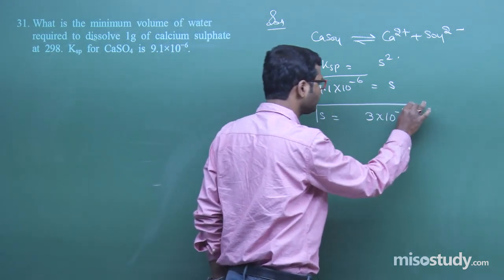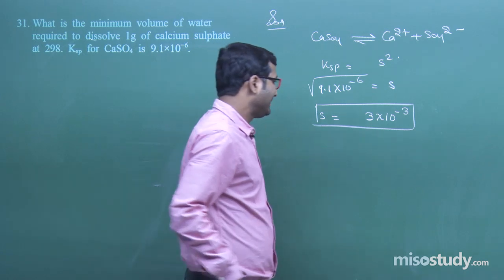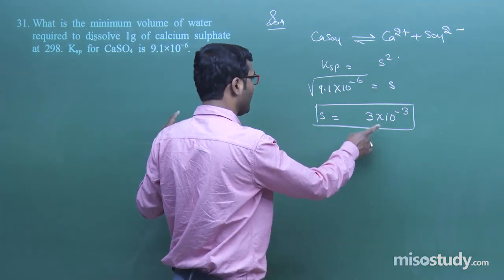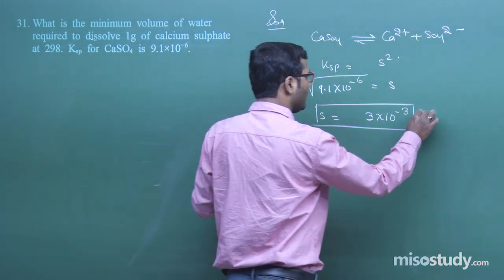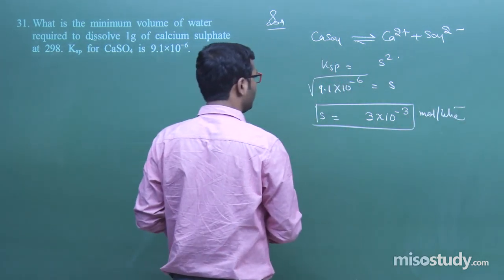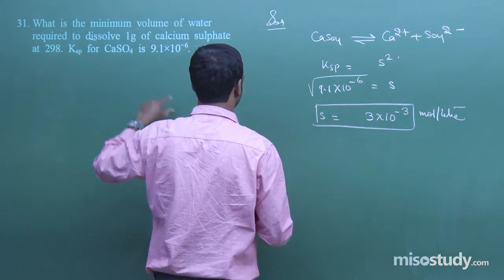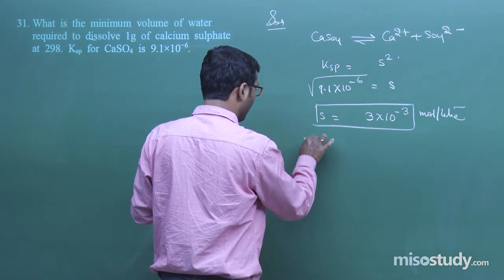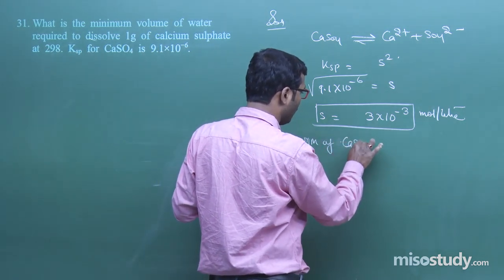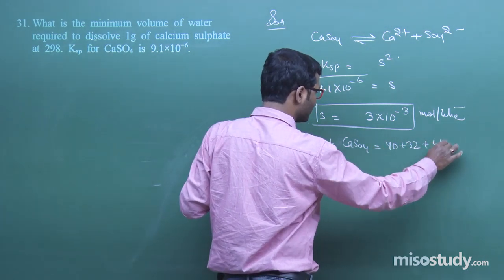Lump sum figure? Yes. Now they are asking the minimum volume of water required for 1 gram. Now we have to convert it. This is in molar, mole per liter. Now we have to convert into gram per liter. Now what is the mass of CaSO4? The molecular mass of CaSO4 is 40 plus 32 plus 64.